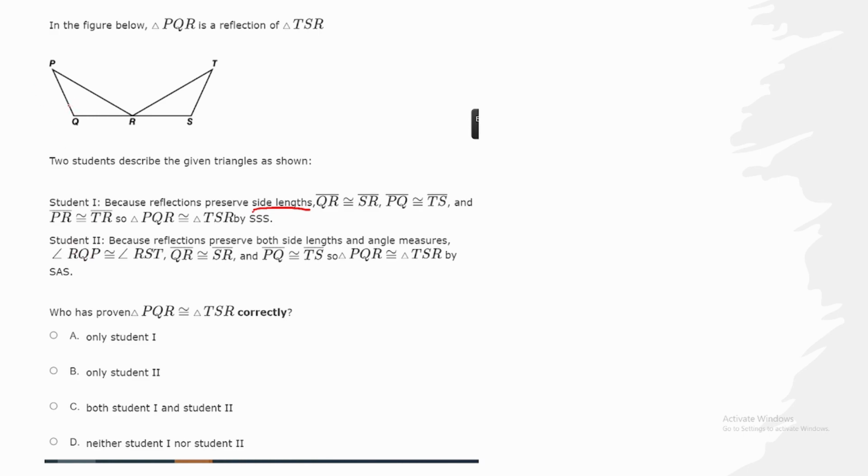RQP is this angle right here, and then RST is this angle right there. And then QR is congruent to SR, QR, SR. And then PQ and TS. PQ, TS. And yes, that does give me side, angle, side. So we have side, angle, side in my left triangle and side, angle, side in my right triangle. That gives me the side, angle, side that we're looking for, which means that student 2 is true also. So they're both true. So we're going to choose C. Both students are correct, and both ways will prove that these triangles are congruent.